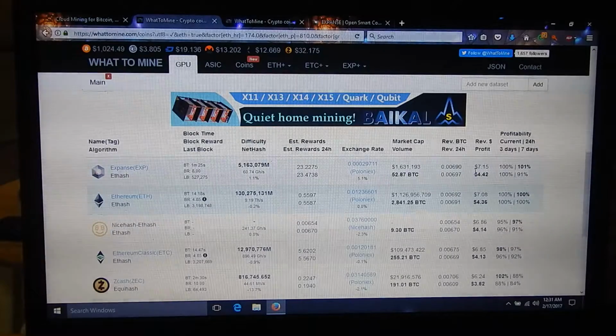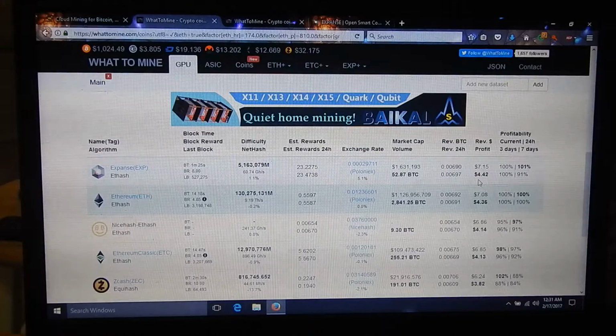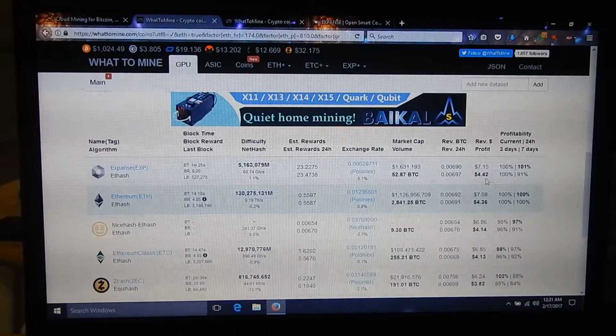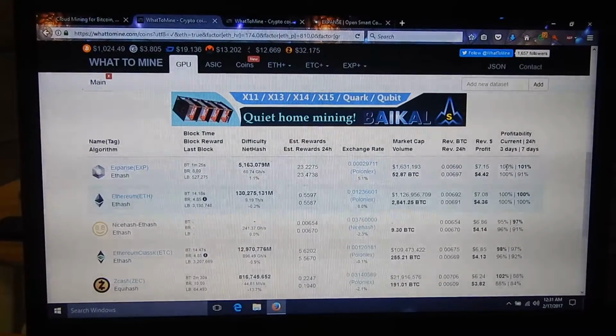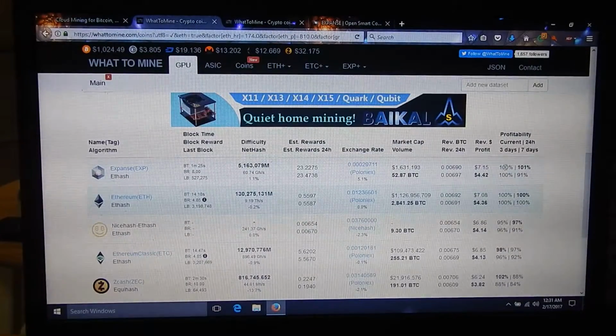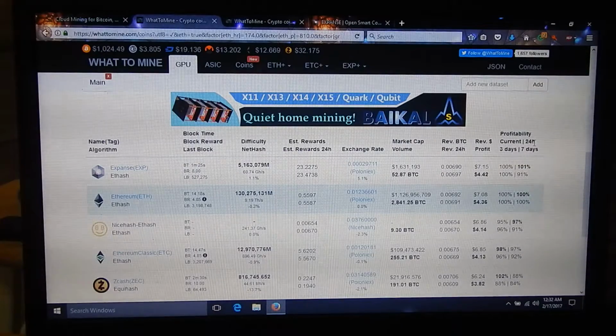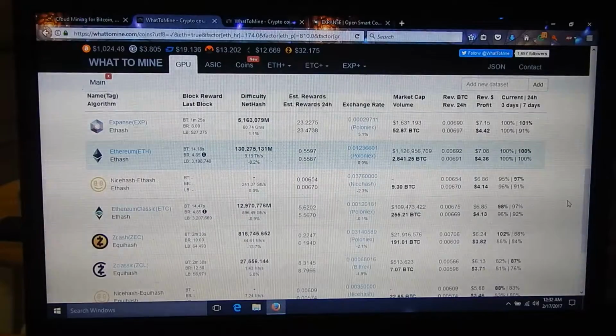Revenue to profit, so what you're going to get total is $7.15 per day, and you're going to pay $4.42 for electric. And here's a really neat thing over here, your profitability. Currently it shows 100%. Over the last 24 hours it has risen, making it 101. Over the last 3 days it's stable at 100%, and 7 days it's at 91, showing that it's risen.